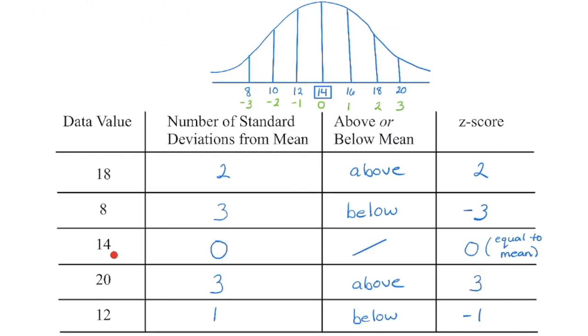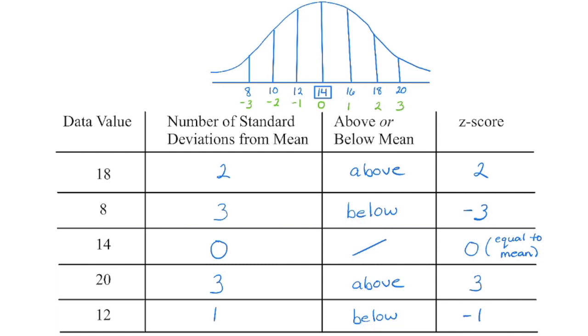In our third row, 14 is the mean. That means we're neither above nor below. We are no standard deviations away from the mean, so that means our z-score is 0. We're right on the mean. You should have also noticed that every time we are above the mean, we have a positive z-score. Every time we are below the mean, we have a negative z-score.